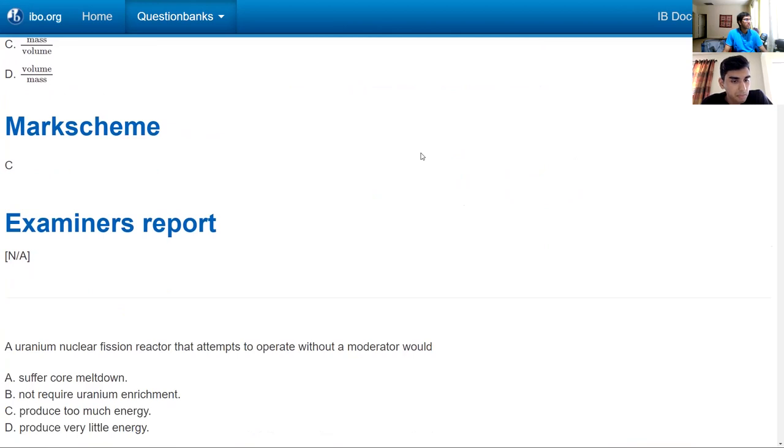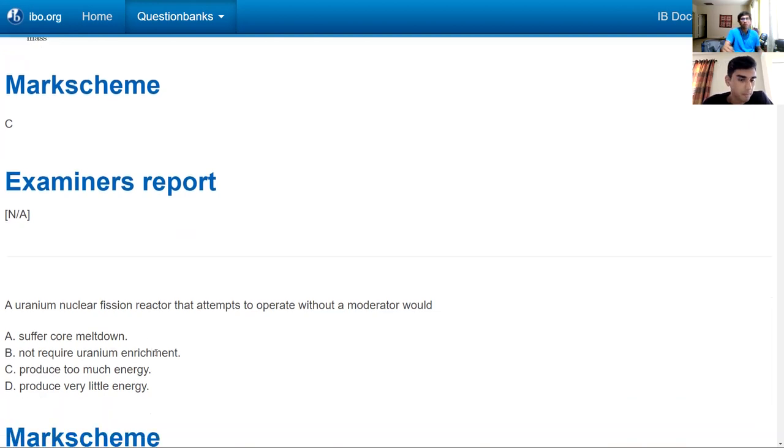Uranium nuclear fission reactor that attempts to operate without a moderator would... Whoa. Moderator is the thing that the neutrons bump into to slow them down, right? Okay, yeah, it would produce very little energy then, since neutrons have to slow down to some extent to actually be able to collide into the nuclei. And then the control rods, if there weren't control rods, then there would be too much energy, right? Too much energy. Okay. So I think D makes sense.